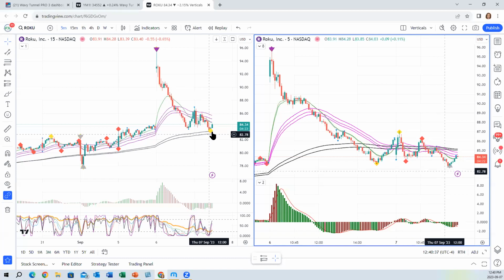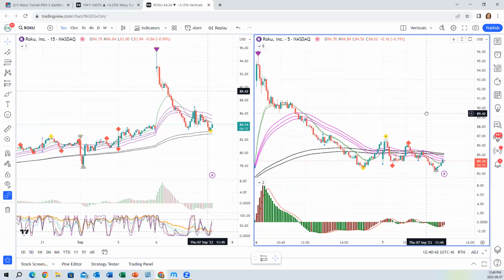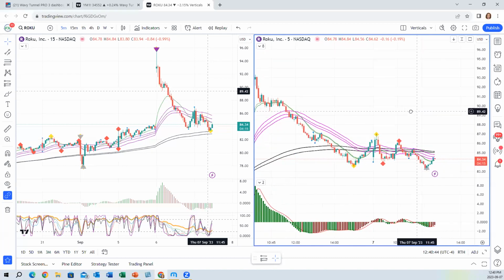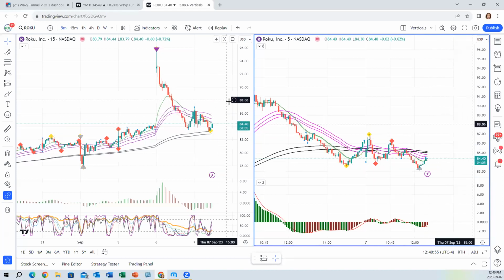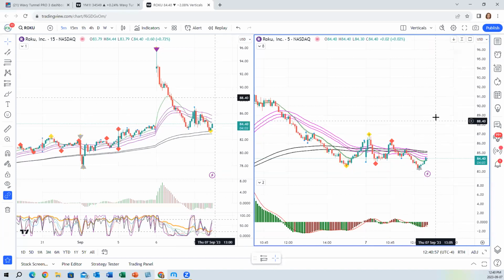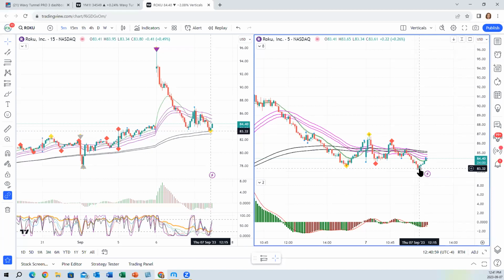So now we're at equilibrium right here. We are definitely at equilibrium. So what time is it? It's 12:40. Could we go higher now? Yes, we could. Your stop has to be below these lows, clearly.